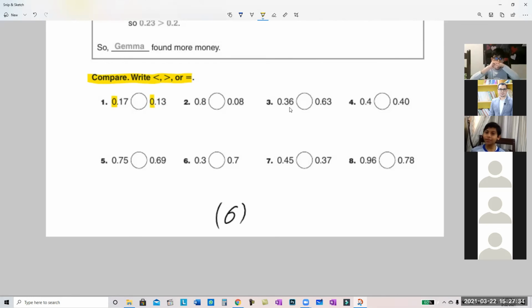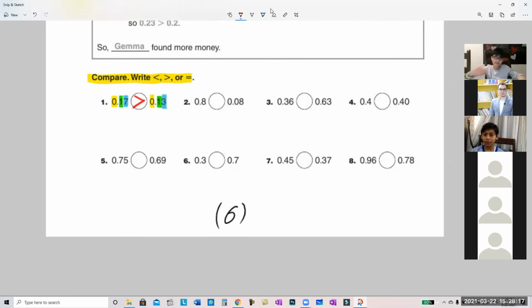So if we have two equal digits, you have to move on to the next place. The next place, which is the tenths place, we have 1 here and 1 here, which still equal each other. So you have to move to the hundredths place. The hundredths place here is 7, and here is 3. So they are different. If we have different digits, you have to stop here and look at which is greater, 7 or 3? Of course, 7 is greater. So all we have to do is write the sign here.